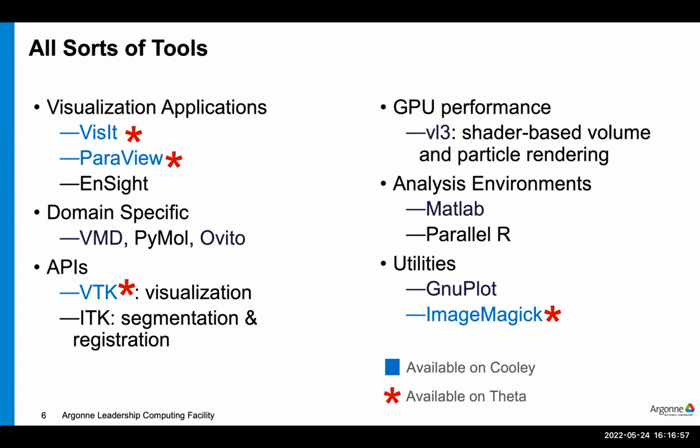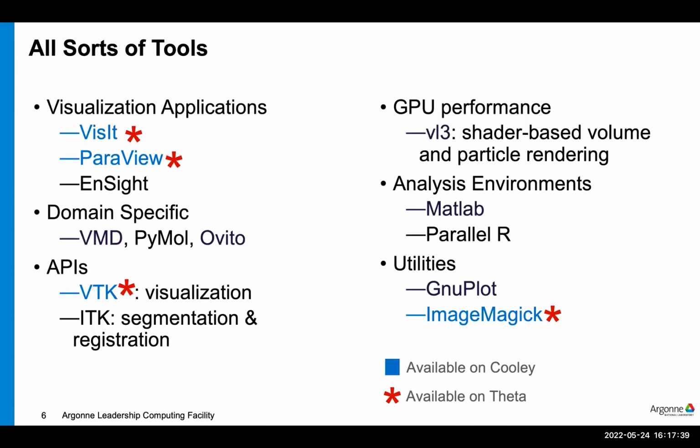There's other tools, and those are more general purpose scientific Viz tools. VMD, PyMol, Vito are other tools that are available, and actually VMD and Vito are also installed on Cooley. Those are more domain specific, in particular for doing molecular dynamics type visualizations. Now, of course, there's APIs for doing visualization. There's the Visualization Toolkit, VTK, and then also ITK, which is for doing segmentation and registration.